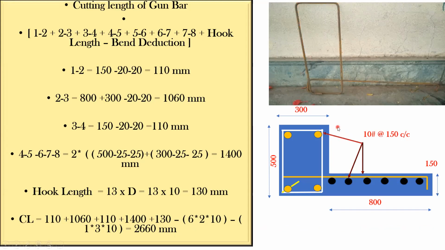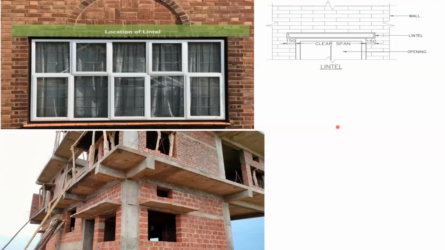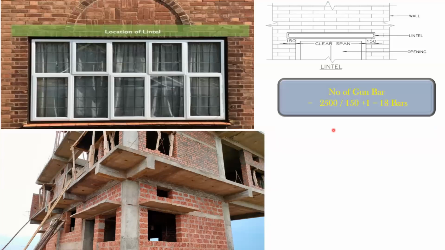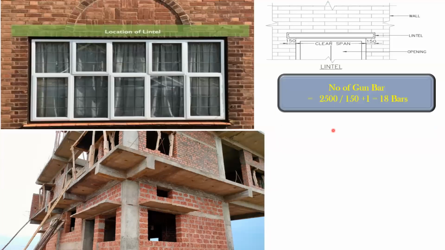Now the next question is, how do you put it practically? You might not have seen this, so I'll show you practically how it is put. First is to find the number of gun bars. This gun bar, we are going to provide wherever you have a window opening. Like this is a window opening.